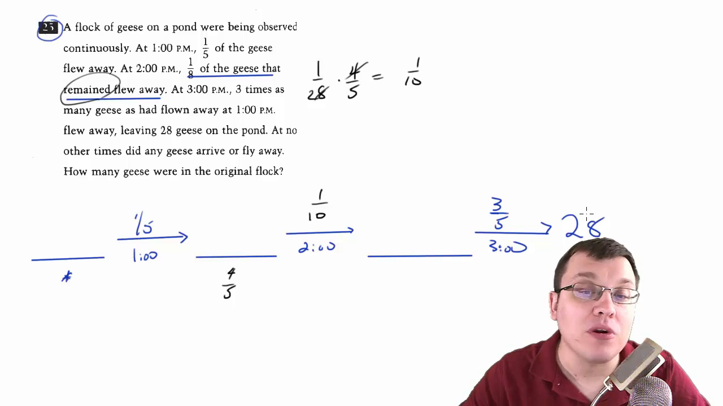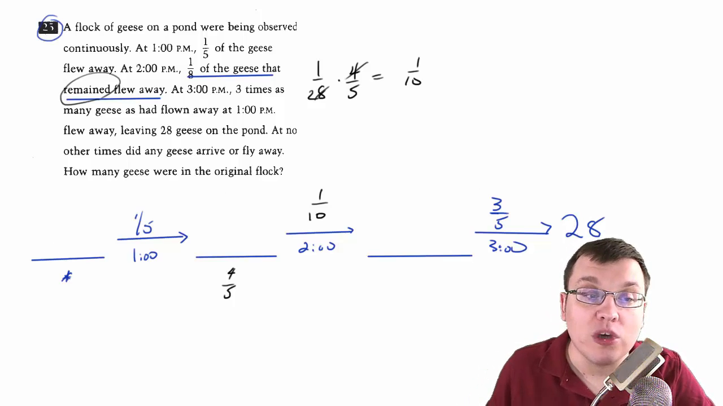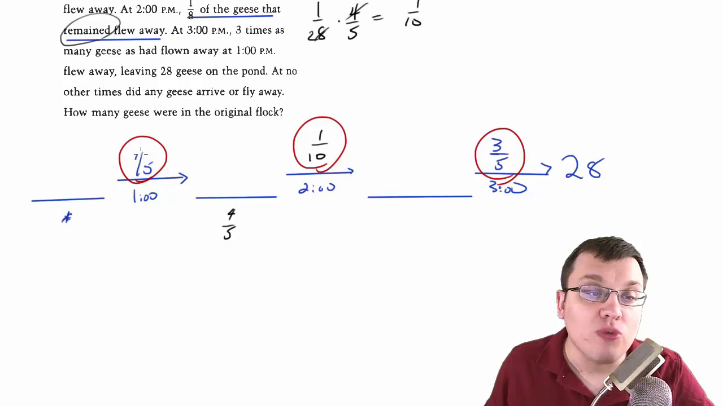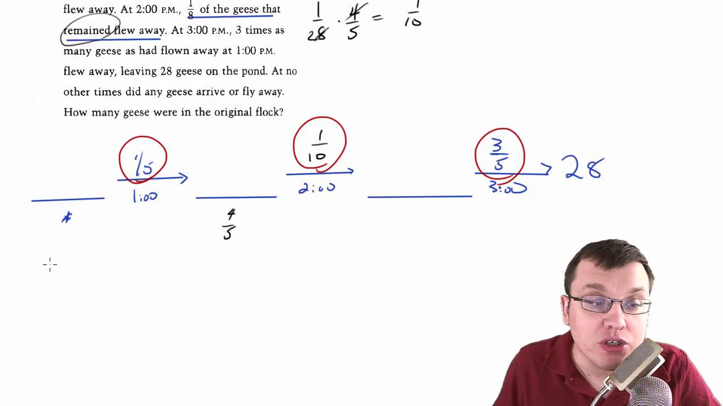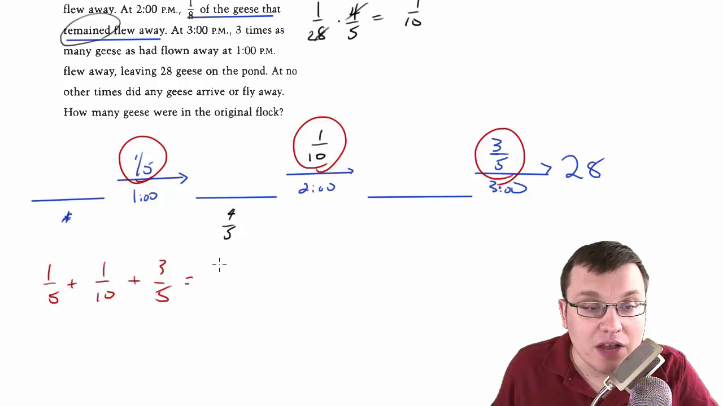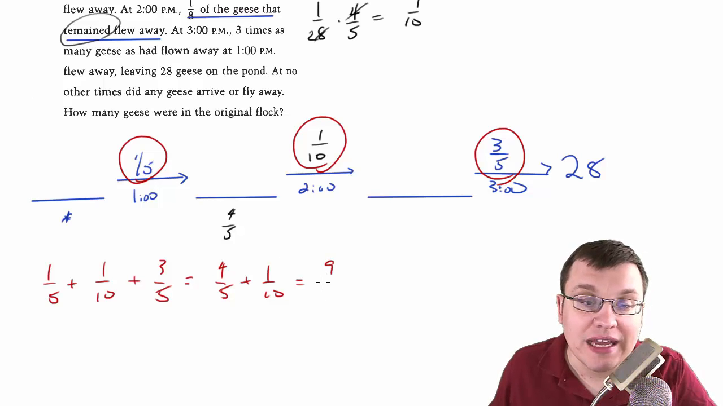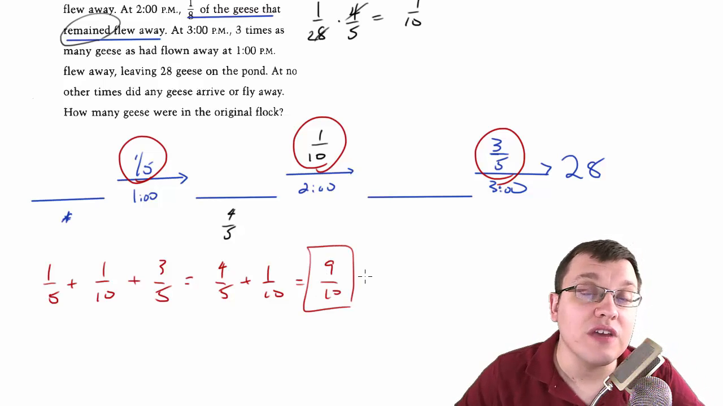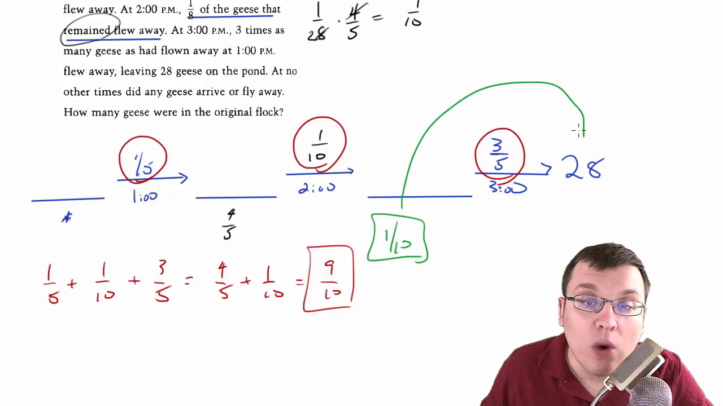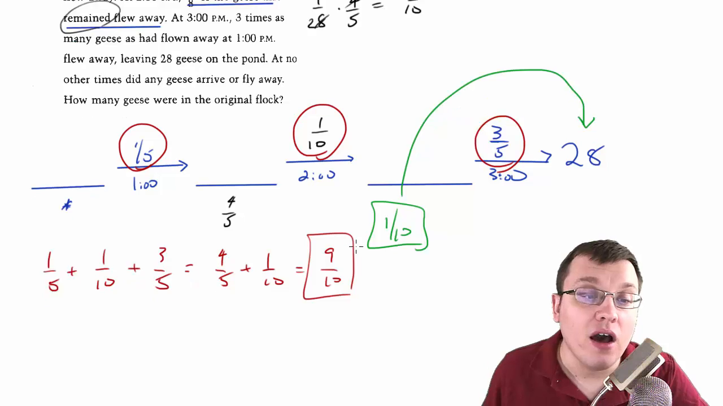Now I can work backwards to find what my original total was, because notice 1/5, 1/10, and 3/5 flew away. So I can add these up to see what fraction of the original geese number flew away. So 1/5 plus 1/10 plus 3/5 ends up getting us to 4/5 plus 1/10, which is 8/10 plus 1/10, so we get 9/10. So 9/10 of the geese flew away, which means 1/10 remains, and this 1/10 must be the 28.